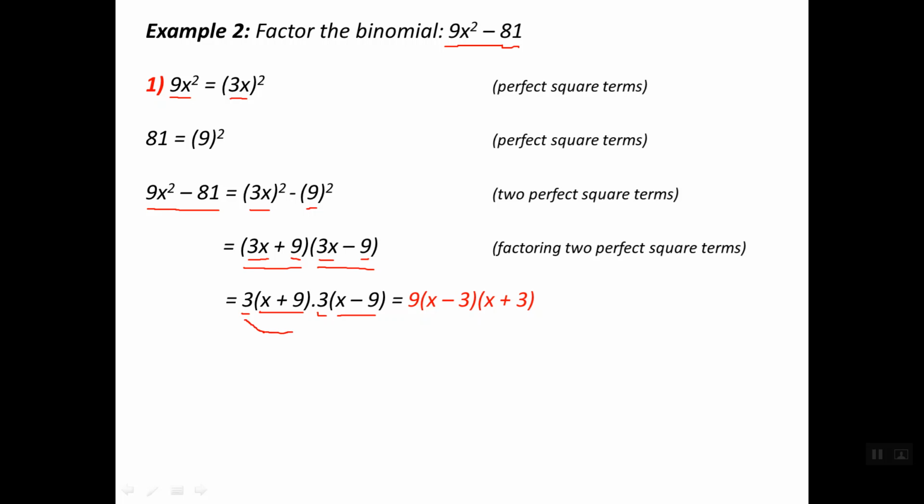So we multiply 3 by 3, so we have 9, multiplied by x minus 3, multiplied by x plus 3. So for this binomial, we have three factors. The first one is the 9, the second one is x minus 3, and the third one is x plus 3.